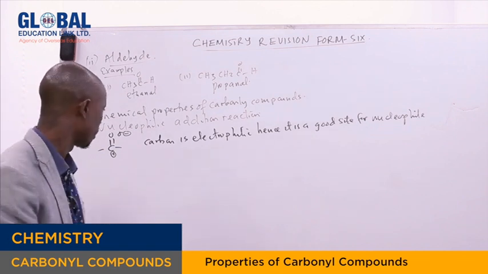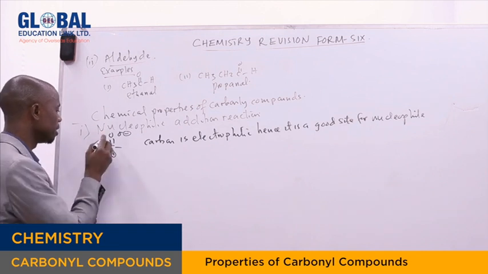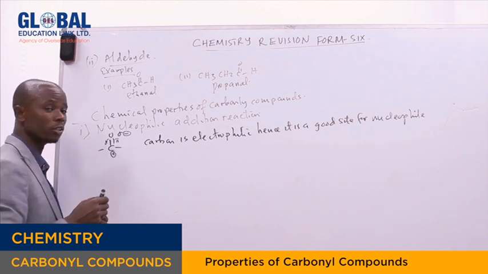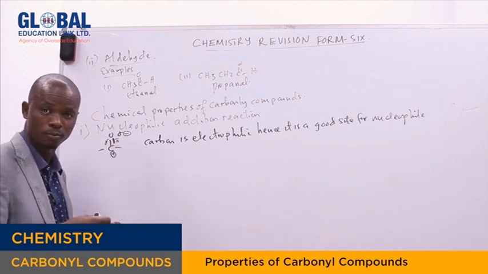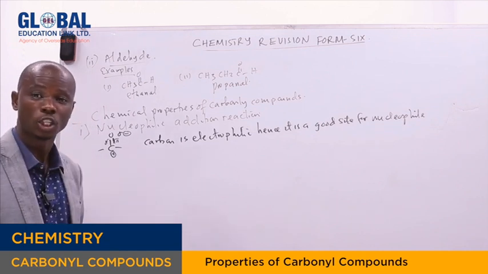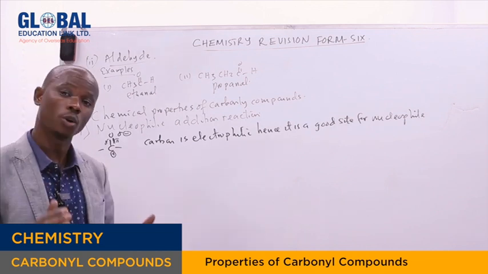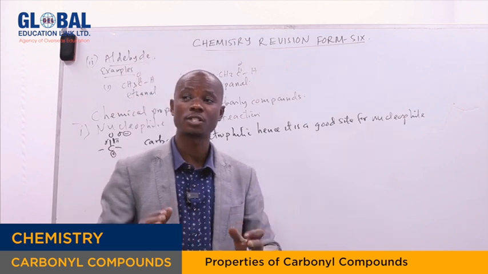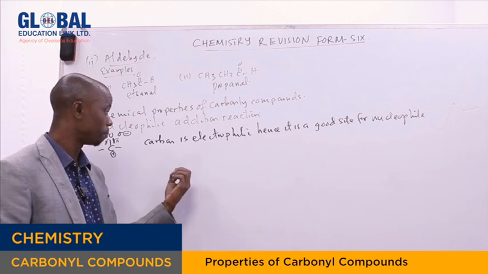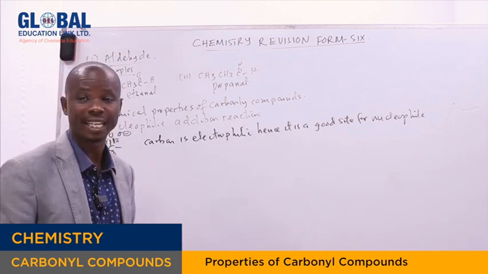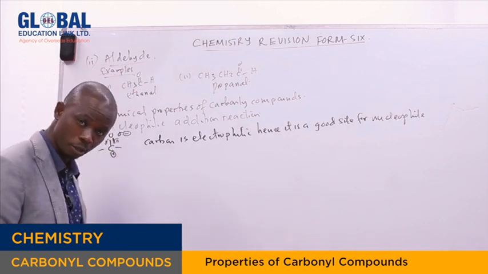Now, why addition reaction? Addition reaction here can be explained by the double bond. We have the sigma bond, and this is the pi bond. The presence of this pi bond, or this double bond, on the carbon of the carbonyl group makes the carbonyl compounds likely to undergo addition reaction, because the presence of pi bonds makes organic compounds undergo addition reaction. So from that point, I have explained why nucleophilic and why addition reaction. That is important for you to remember.